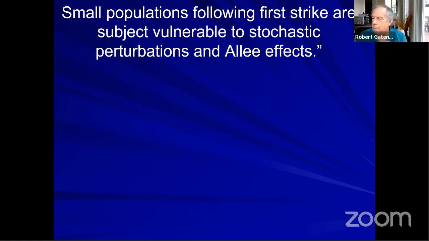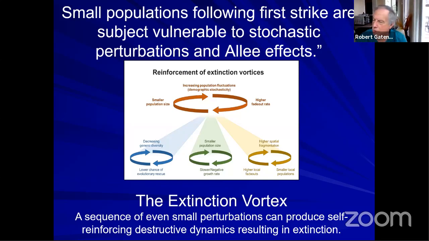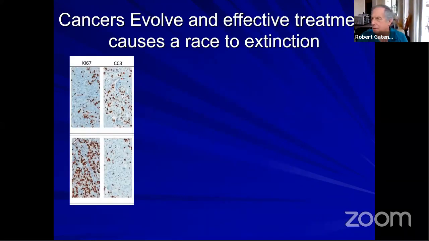And the reason is that small populations have been found in nature to be subject to extinction due to their unique vulnerabilities to stochastic perturbations and Allee effects. And this becomes a self-reinforcing dynamic, because as each of these perturbations pushes the population smaller, it becomes increasingly vulnerable to additional stochastic perturbations and Allee effects. And the evolutionary biologists have called this the extinction vortex. In other words, a sequence of perturbations, none of which would have substantially affected the initial large population, cause the small population to inevitably go extinct. In terms of cancer, how do we look at this?